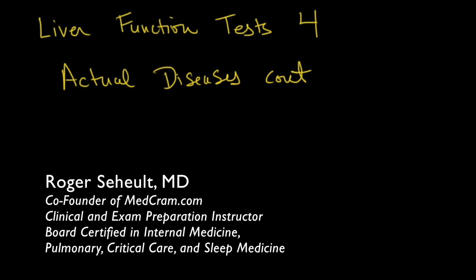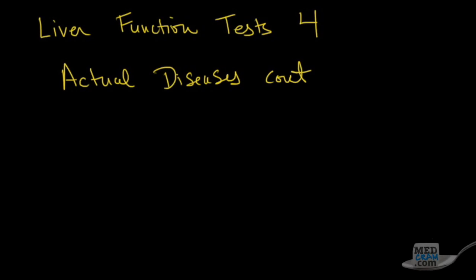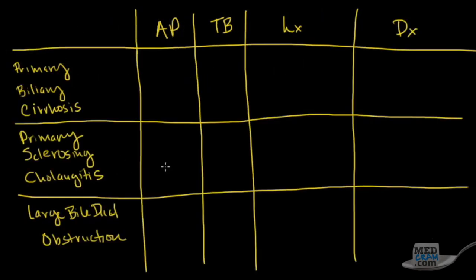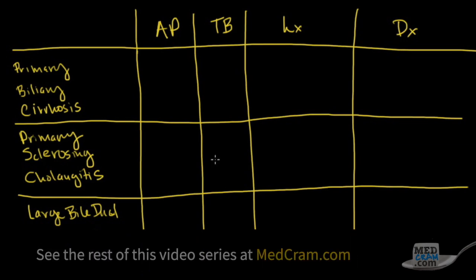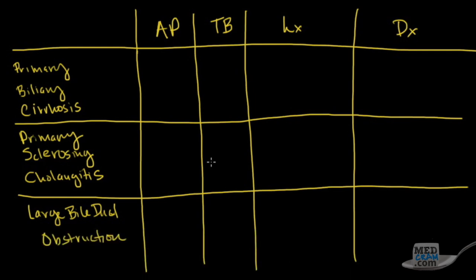We're continuing our discussion about actual diseases in terms of cholestatic liver diseases. So let's go ahead to the table. Here are three major diseases. We've got primary biliary cirrhosis, primary sclerosing cholangitis, and large bile duct obstruction. Let's talk about primary biliary cirrhosis first.